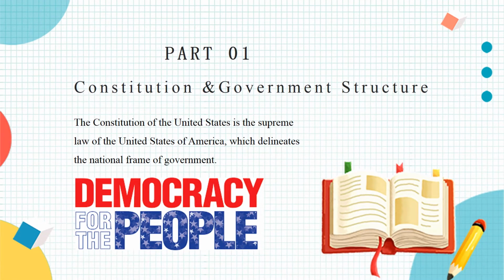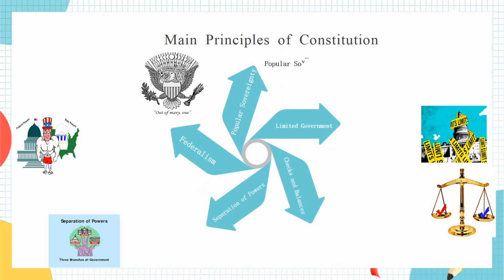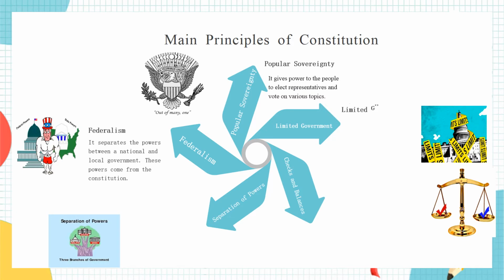The first part is about the constitution and the government structure. The Constitution of the United States is the supreme law of the United States of America, which delineates the national frame of government. According to the Constitution, there are five main principles of American government.